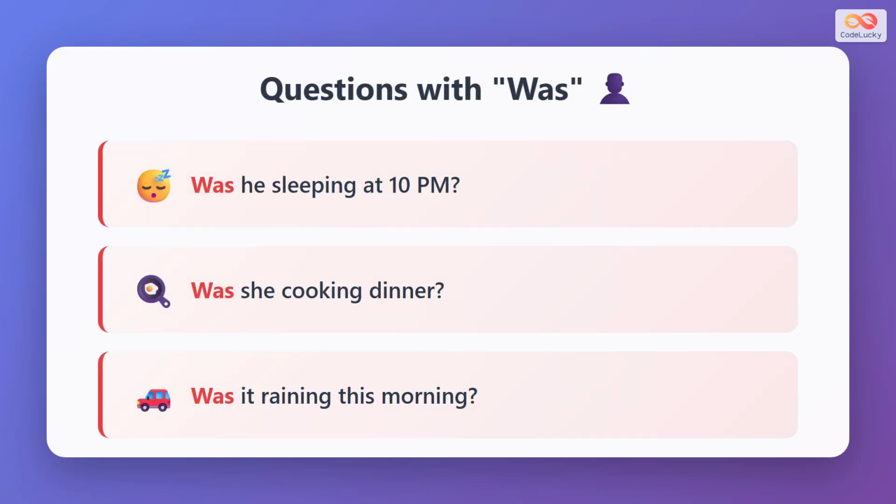Now let's see examples with was. We use was with the pronouns he, she, and it. For instance, was he sleeping at 10 p.m.? Asks if someone was in the middle of sleeping at that specific time. Was she cooking dinner? Inquires about an action in progress. And was it raining this morning? Asks about whether that was happening earlier today.